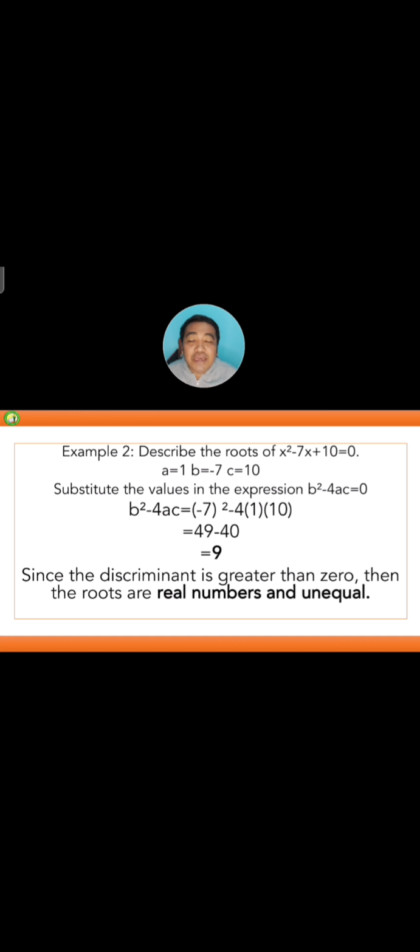So we have b squared minus 4ac is equal to negative 7 quantity squared minus 4 times 1 times 10. So we have negative 7 quantity squared is negative 7 times negative 7. So we have 49. Negative 4 times 1 is negative 4. Negative 4 times 10 is equal to negative 40. So that is why 49 minus 40 is equal to 9. So since the discriminant is greater than 0, then the roots are real numbers and unequal. So this time, let us now go to example number 3.